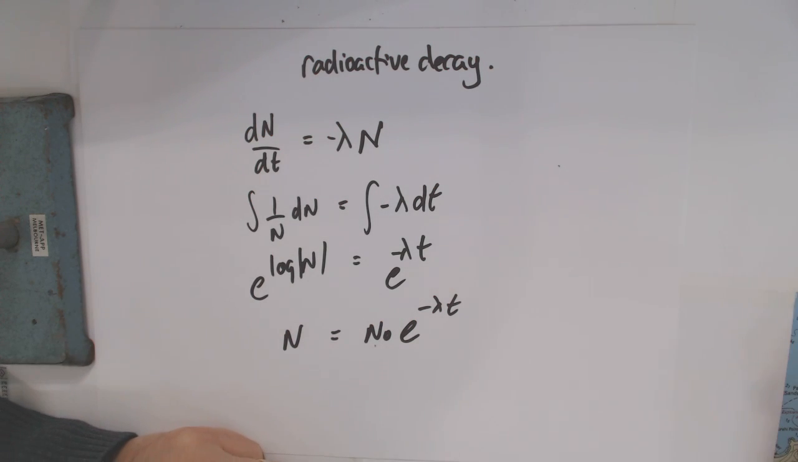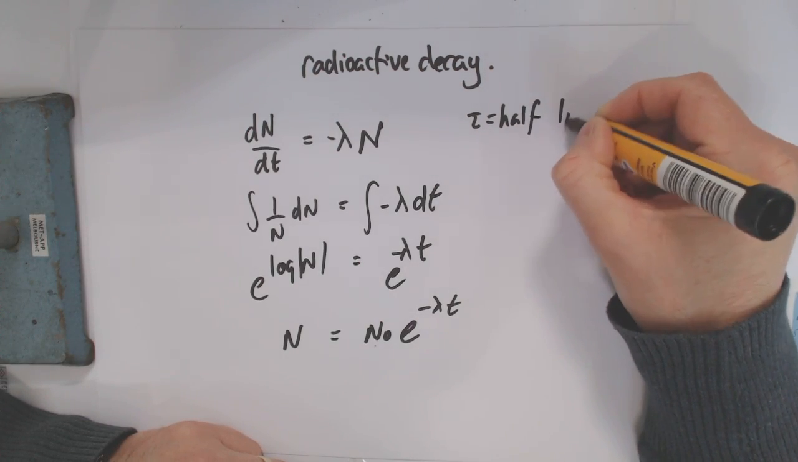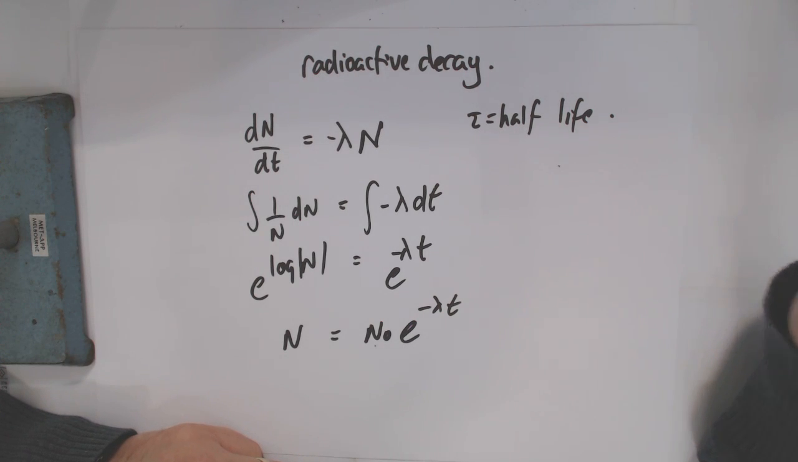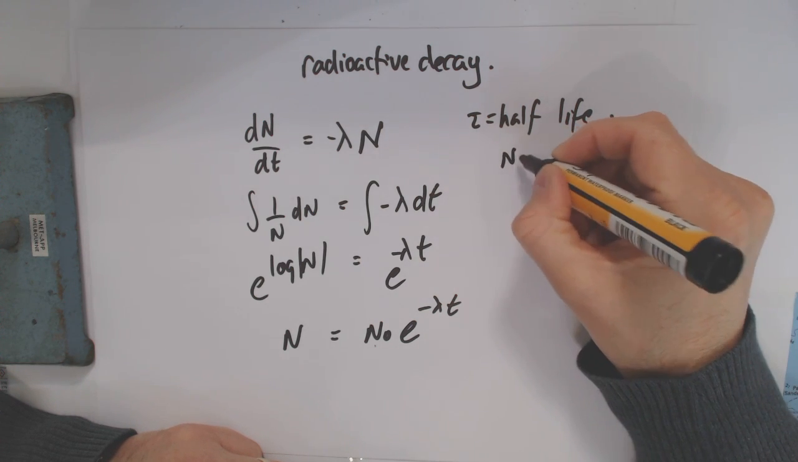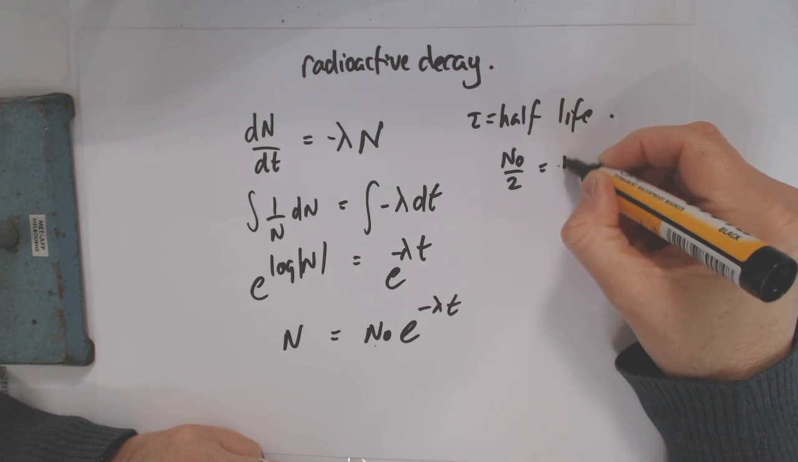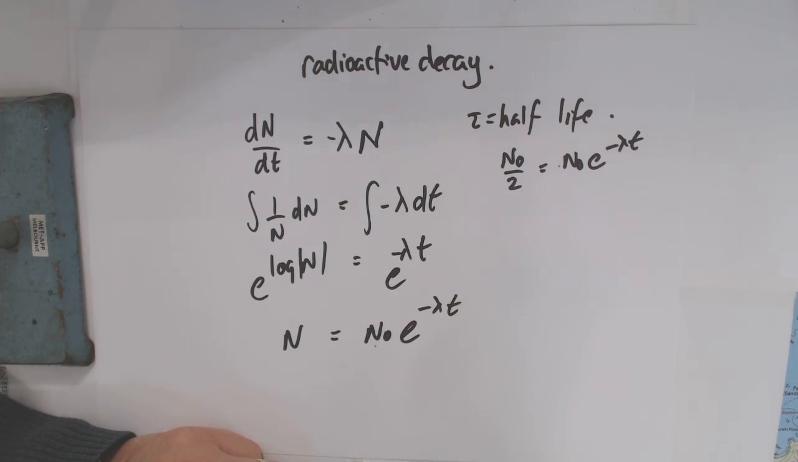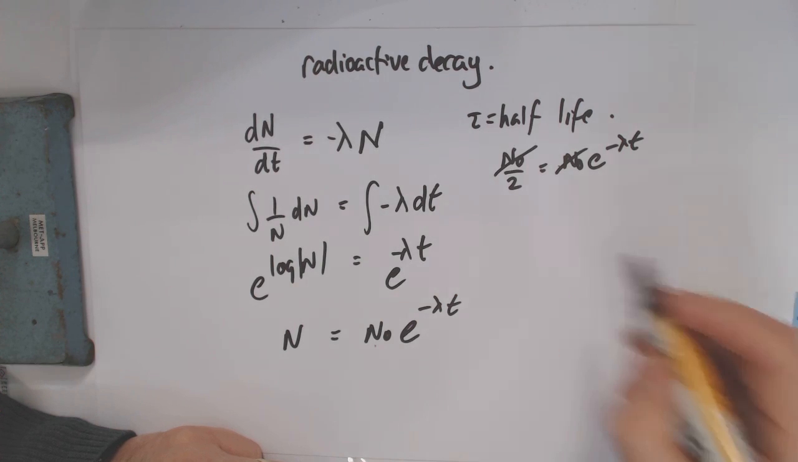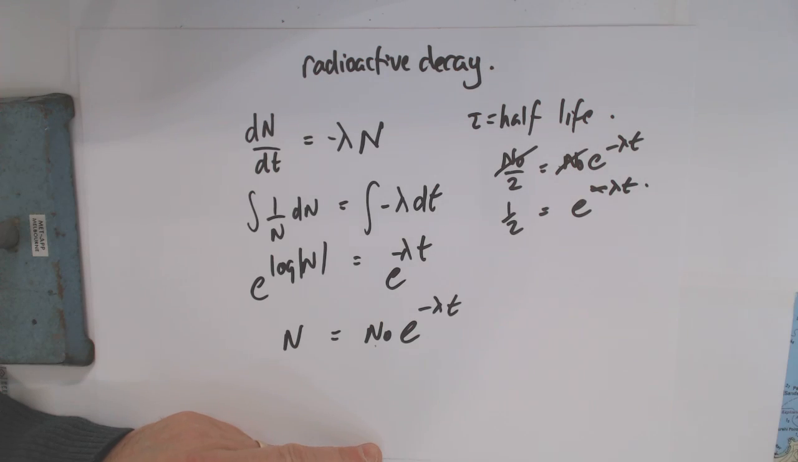So that's the equation for if we start with N naught, how many nuclei we're going to have. Now if we look at the idea of a half-life, we give it the symbol T half. What we're basically wanting to know is when will there be just half the number left. So N naught over 2 must be equal to N naught e to the minus lambda t. When is that going to happen? We can cancel our N naughts. We can say 1/2 is going to be equal to e to the minus lambda t.